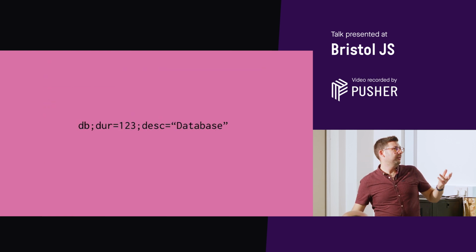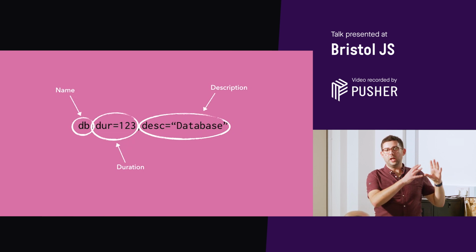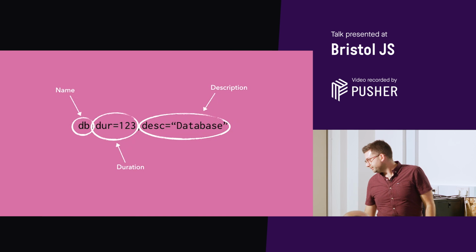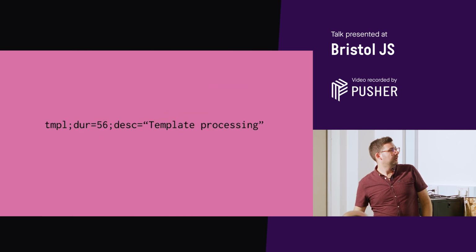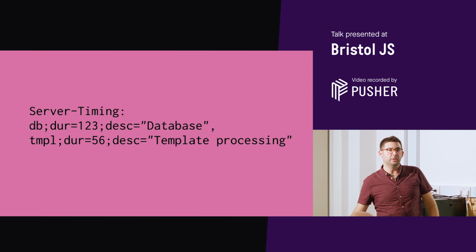So with the description, it might look a bit like that. So you've got your name, your duration, and your description. They're separated by semicolons, and then each metric block is separated by commas. So our second one might look like that. And then altogether, if we were sending two fully formed metrics with our header, it would look like that, all in one line.